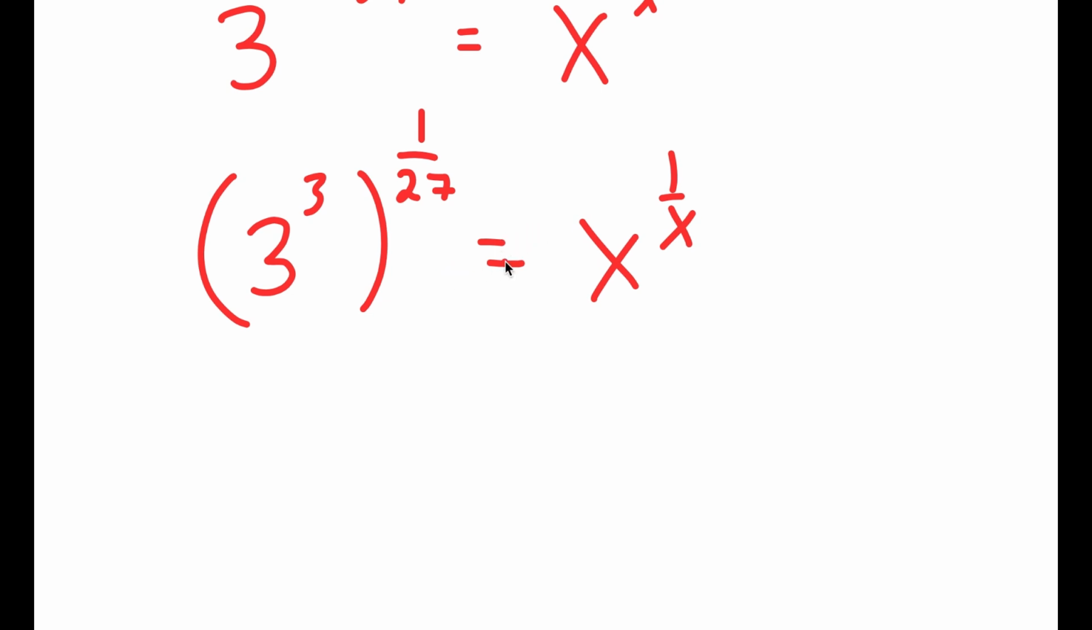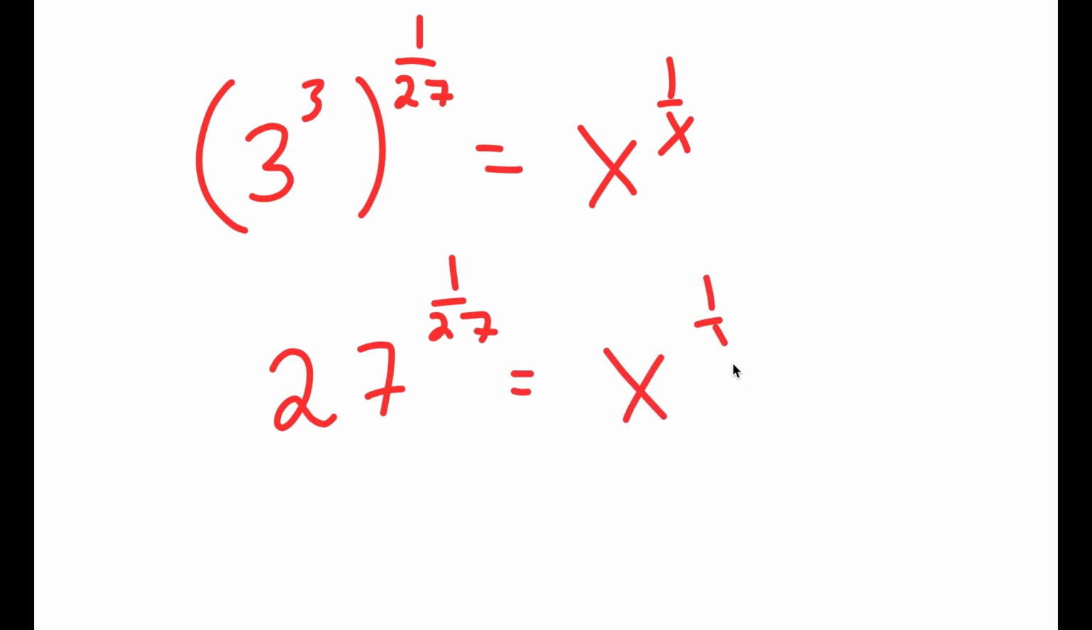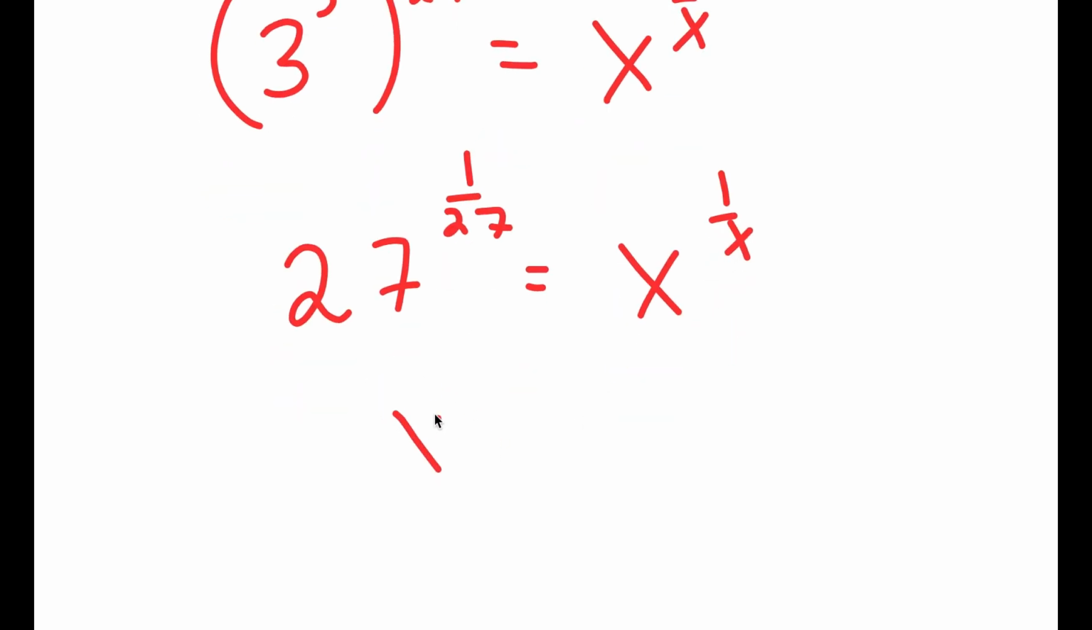And now the reason I did this was because 3 to the power of 3, that's the same thing as 27. So I get 27 to the power of 1 over 27 is equal to x to the power of 1 over x. And now notice how these two are in the same forms, meaning x is equal to 27.